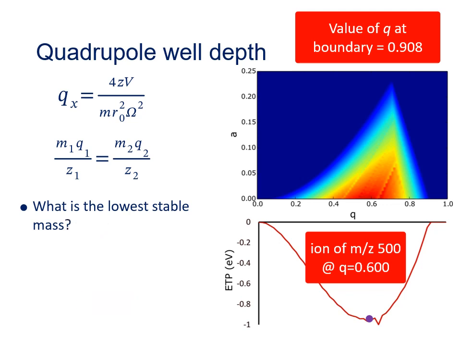So to go through the working on that answer, we know that the mass to charge ratio of ion 1 is 500 and its Q is 0.6. And we know the Q at the boundary is 0.908. So all we then have to do is rearrange the equation to solve for the mass-to-charge ratio of the second ion. And that gives us the result 330.396, but of course we have to restrict this to 3 significant figures because of the input numbers, and that gives us a result of 330.